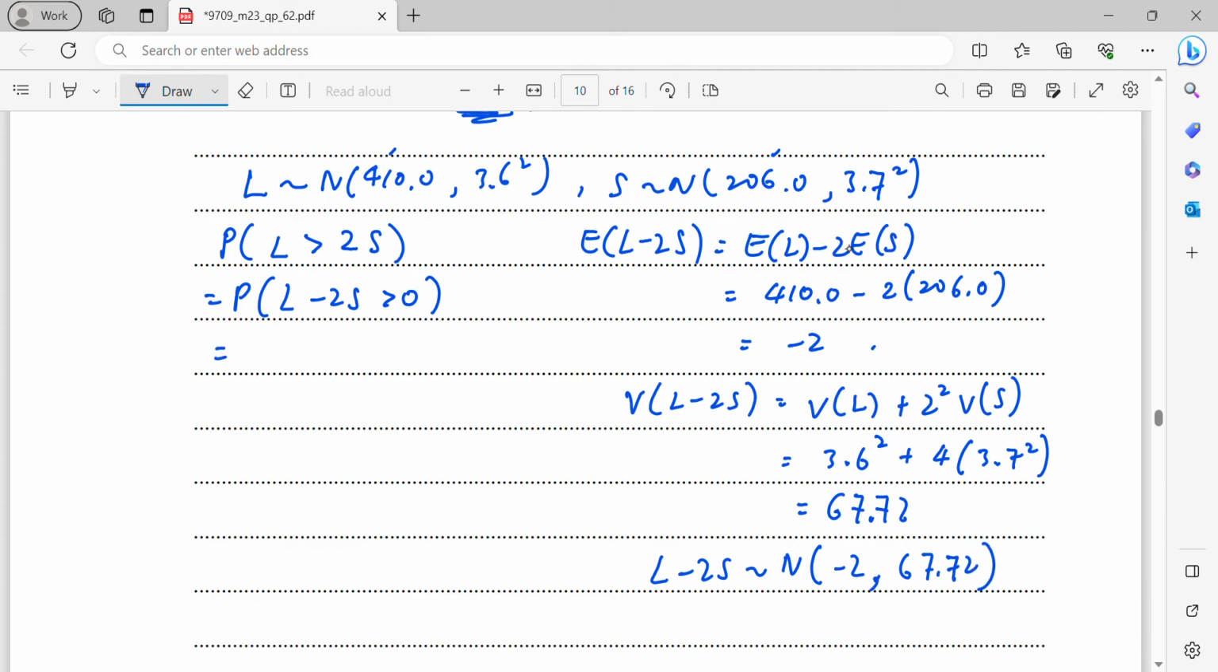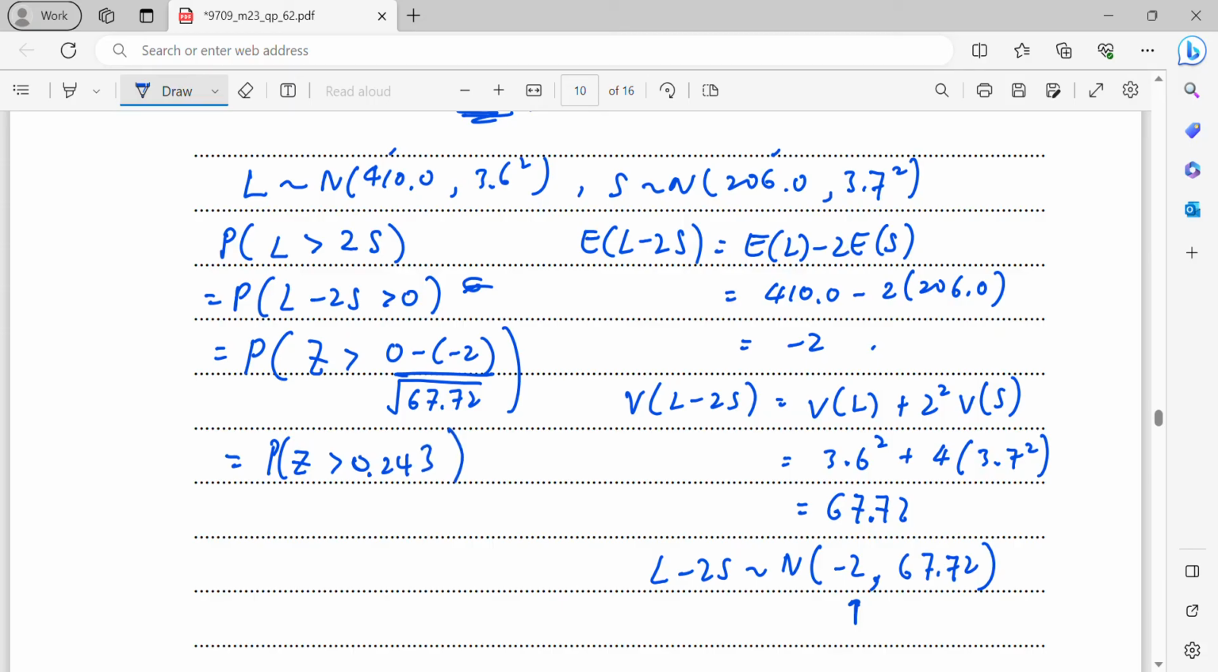Now, I will standardize this L minus 2S. So it will be Z more than 0 minus minus 2, based on this mean, over the square root of 67.72. Then from here, you will get the probability of Z more than 0.243.